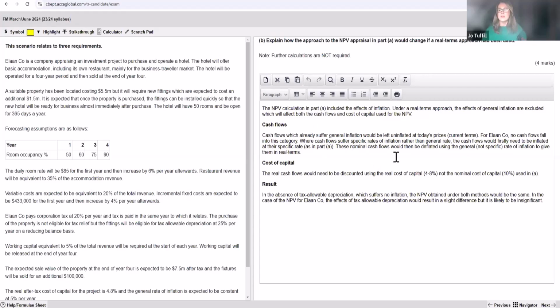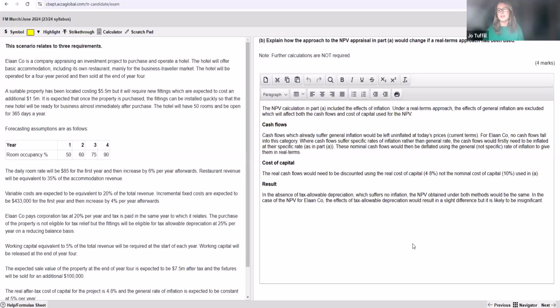Where cash flows suffer specific rates of inflation rather than the general rate, the cash flows would firstly need to be inflated at their specific rate, which is what we did. And then these nominal cash flows would then be deflated using the general rate of inflation. The cost of capital would be converted to the real terms cost of capital. And then the result, in the absence of tax allowed depreciation, which suffers no inflation, the net present value obtained under both methods would be the same.